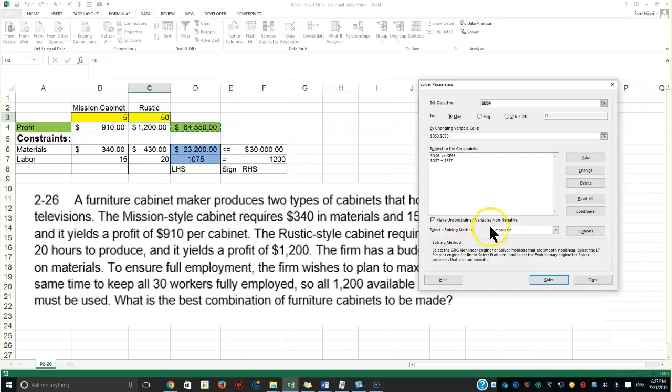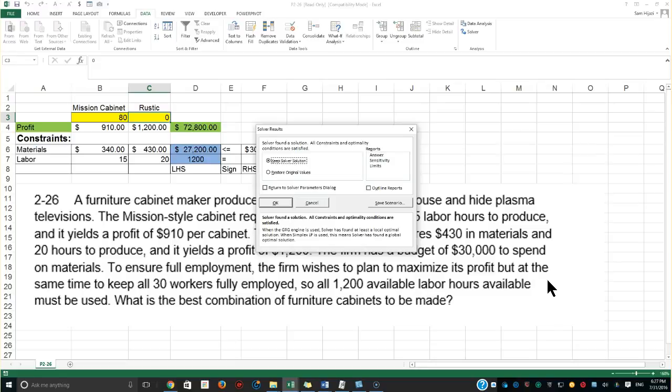Make unconstrained variables non-negative. We want the number of cabinets and the number of rustic cabinets to be, of course, 0 or more. We don't want to have negative 5 of a physical entity like a table. That would be crazy. And we also have the Simplex LP method. Let's go ahead and hit the enter key.